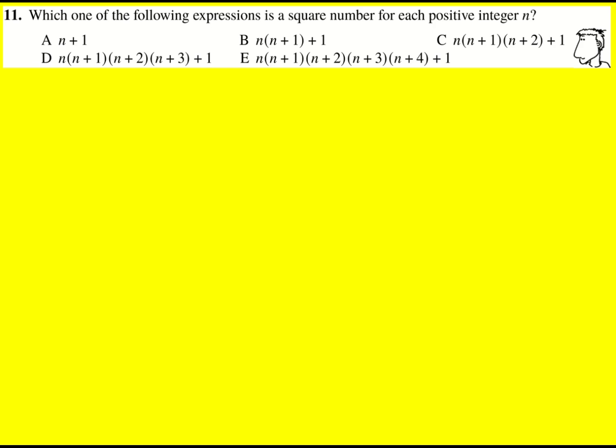Which one of the following expressions is a square number for each positive integer n? So every single time it has to be a square number. One approach to this question would be to play around with every single algebraic expression and try to get a square, but 4 of them are not going to work.